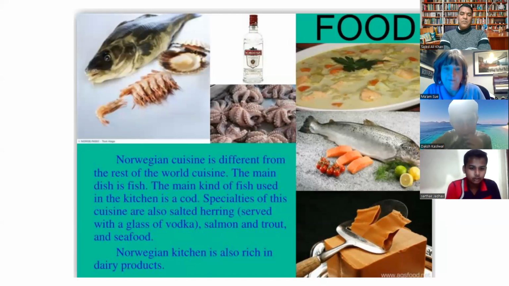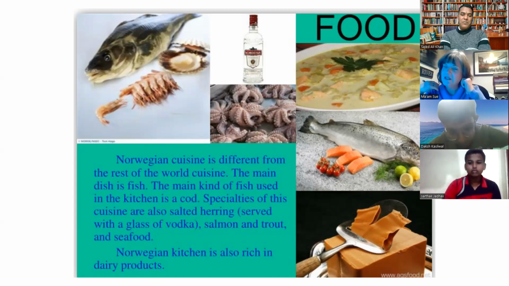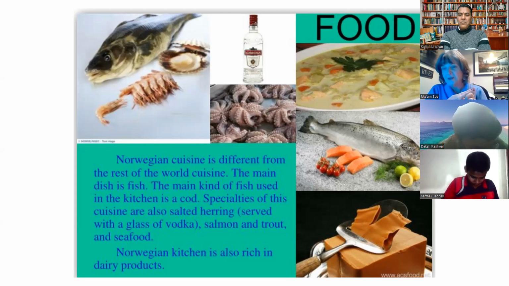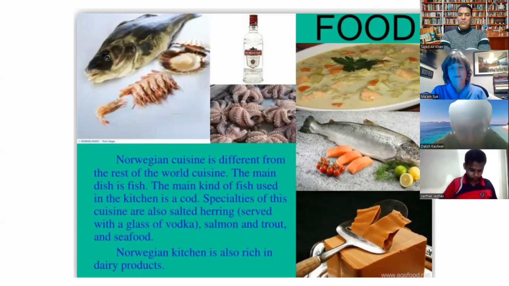The main dish is fish. The main kind of fish used in the kitchen is cod. Specialties of their cuisine are also salted herring served with a glass of vodka, salmon, and trout and seafood. Norwegian kitchen is also rich in dairy products. The picture on the bottom left, I eat that at my house. It's a Norwegian cheese, and it tastes like caramel. It's a very sweet cheese made out of goat milk and cow's milk together. So myself and my granddaughter, we love it. It's so sweet and so good, like caramel, like candy.